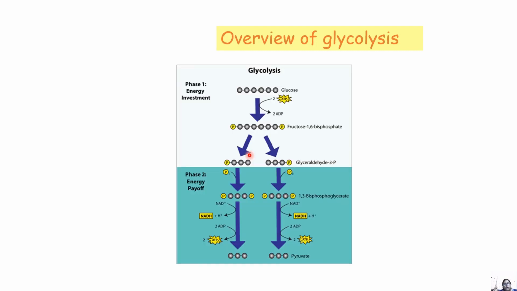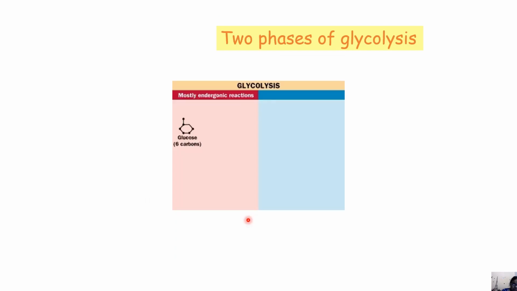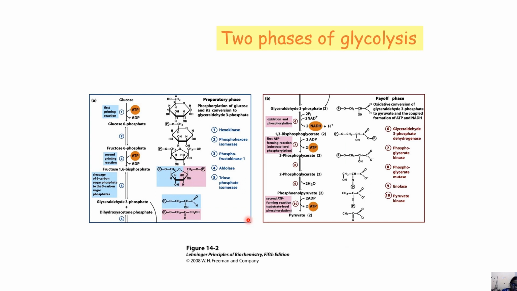Okay, so this is an overview of glycolysis. Phase one will be energy investment, ATP to ADP. Glucose will form fructose 1,6-bisphosphate, then glyceraldehyde 3-phosphate, then 1,3-bisphosphoglycerate, then finally pyruvate. So a lot of steps have been skipped over here, but the first phase is the energy investment phase, and the second phase is the energy payoff. So these are the two phases of glycolysis: the preparatory phase and the payoff phase.